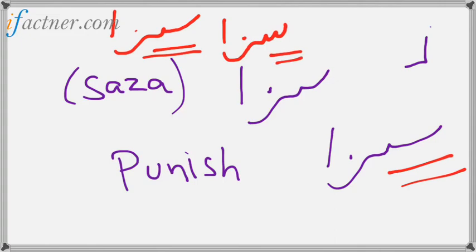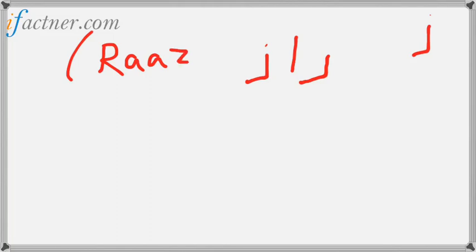Now let's see how we use the letter Z in the end of the word. There's a word called Raz. Re, Alif, Z. Raz. Raz means a secret.